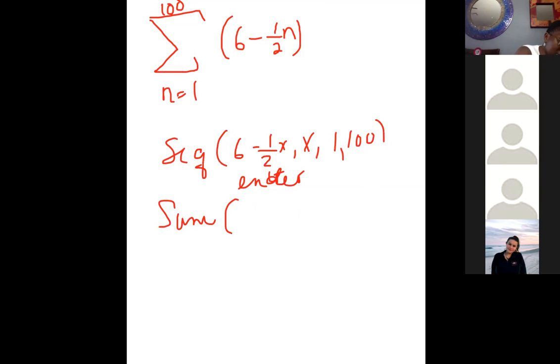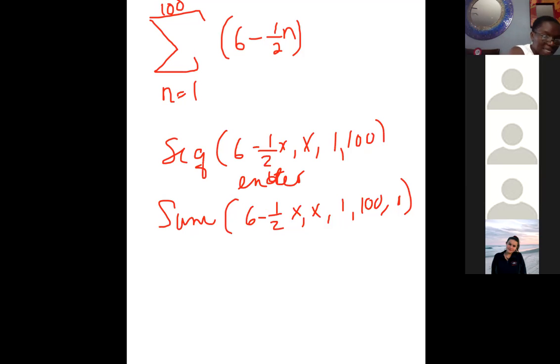6 minus 1/2 x, comma x, comma 1, comma 100, okay? And you're going up by 1. Make sure you add the additional 1 at the end. And that would give you... How do you separate them? How do you separate what? Like how you have it written is you use commas, but how do you separate it on the calculator? How do you distinguish that they're different?